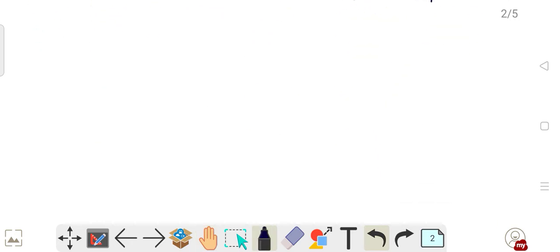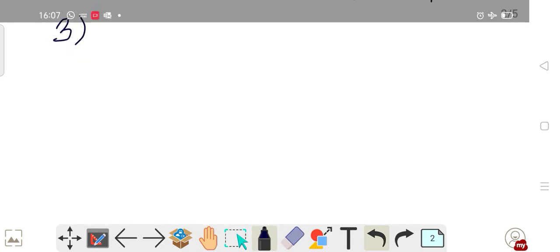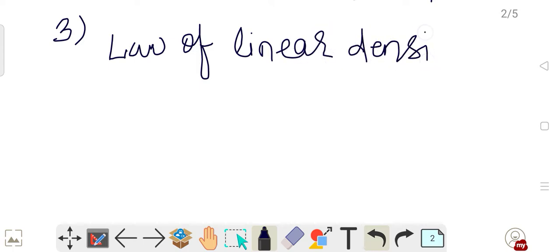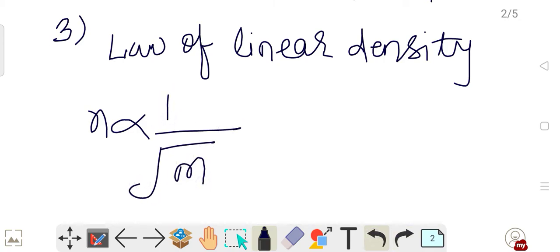Then comes the third law, and this third law is called the law of linear density. What is linear density? Density per unit length is called linear density. That is mass per unit length. Mass per unit volume is normal density. Mass per unit length will be linear density. So the fundamental frequency of vibration of a string is inversely proportional to the square root of mass per unit length, which is called linear density.